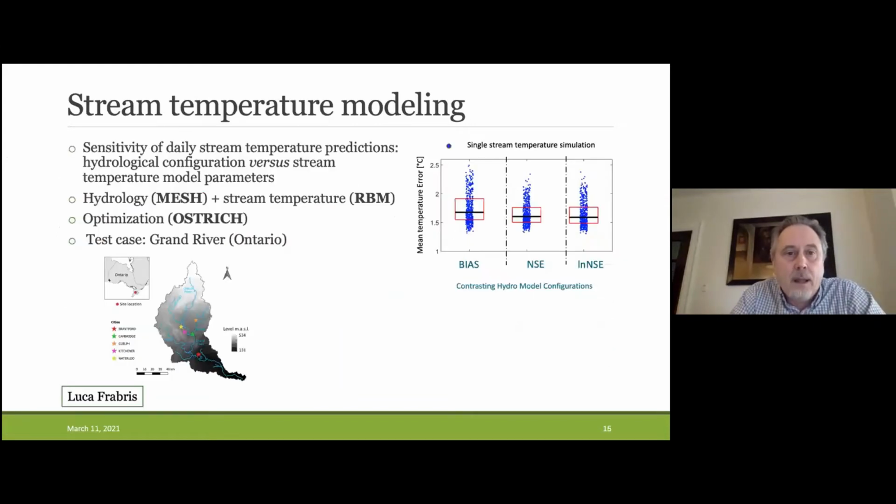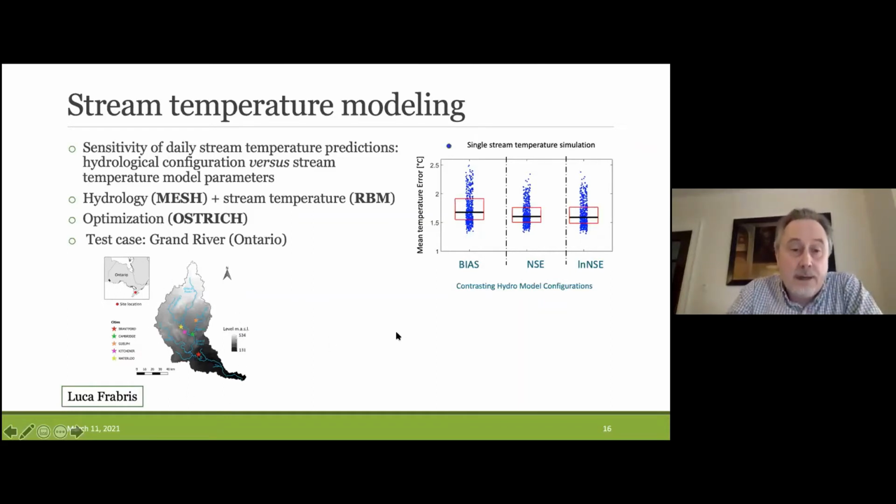Stream temperature modeling, this is work by Luca. He was interested in figuring out the sensitivity of daily stream temperatures to hydrological configuration versus stream temperature models. So he coupled the MESH surface hydrology model of Environment Canada to the stream temperature model known as RBM. This is based on an essentially empirical relationship between headwater temperatures and air temperature. And then he did his analysis using an optimization routine known as Ostrich. His test case is the Grand River watershed in Ontario.